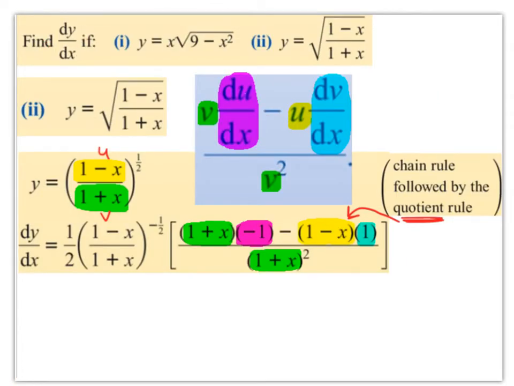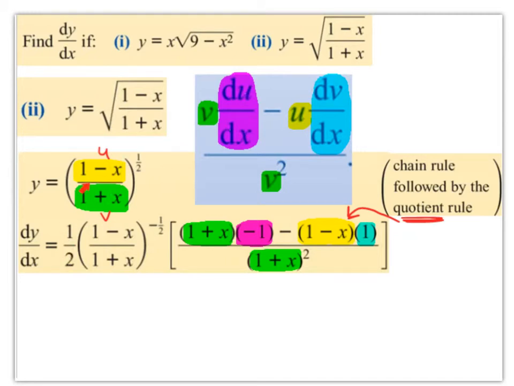Find dy dx if y is equal to the square root of (1 minus x) divided by (1 plus x). So the first thing we have to do is rewrite the square root as the power of a half. So our numerator 1 minus x is u, our denominator 1 plus x is v, so we're going to use the quotient rule. But before we can do that, we have to sort out this power. So we have to do the chain rule first, and inside of the chain rule, we will use the quotient rule. So the half comes down in front.